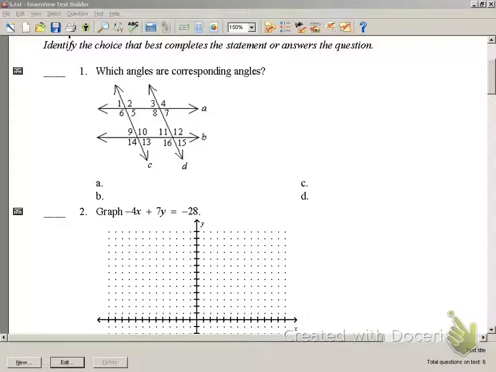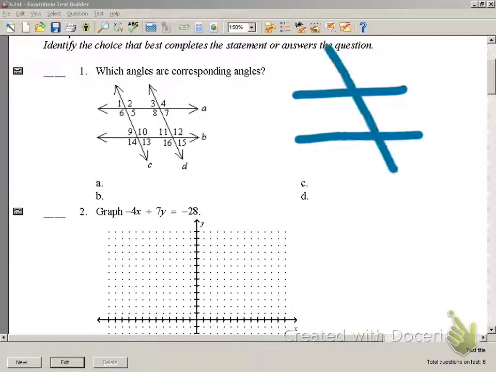So, startup for week number 6. Number 1 says, which angles are corresponding? Now, think about corresponding angles in these terms. If I have a set of parallel lines, and they don't necessarily have to be parallel, the angles that are in the same location. So if I'm looking at this angle and this angle, those are corresponding angles.